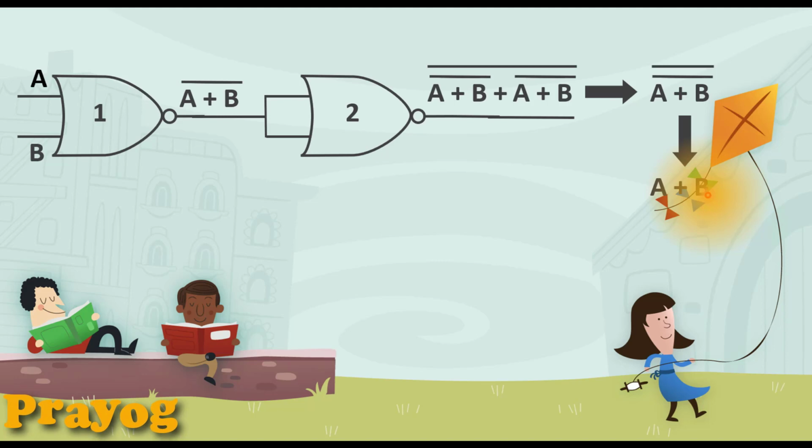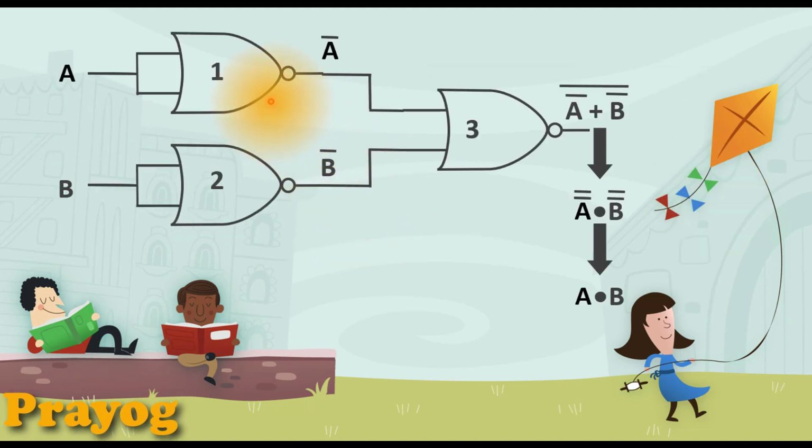Let's move on to the last topic. Consider this diagram, which contains three gates, gate 1, 2 and 3. You can notice that inputs of both gate number 1 and gate number 2 are being shorted, and they are connected to A and B, so that gate number 1 produces A bar as its output and gate number 2 produces B bar as its output, which are being inputted to gate number 3, which is producing A bar plus B bar whole bar.